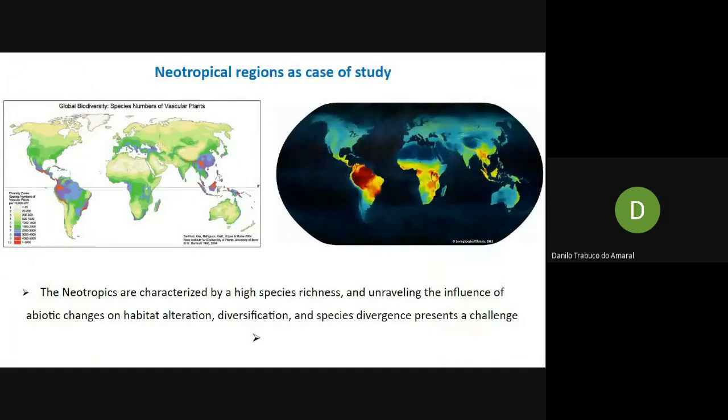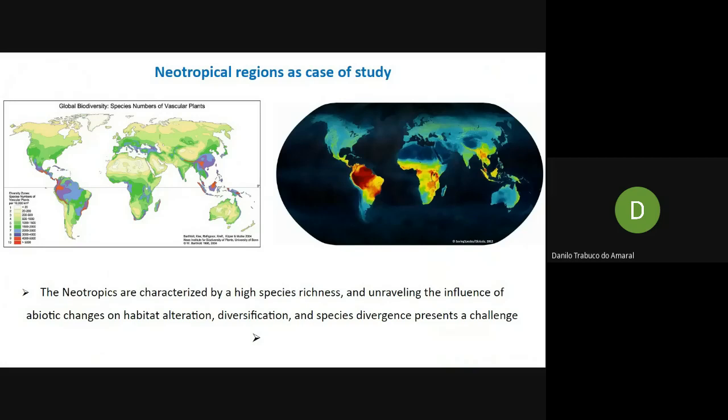So probably you already saw those pictures. They represent the species richness in the world, and most of this species diversity is located in or near the neotropical region, which displays very interesting conditions associated with several abiotic changes and diversification. And those conditions are still a challenge for us who work with evolutionary biology.